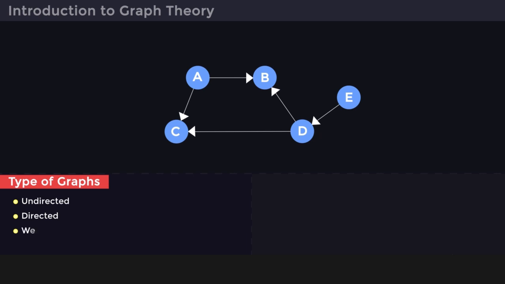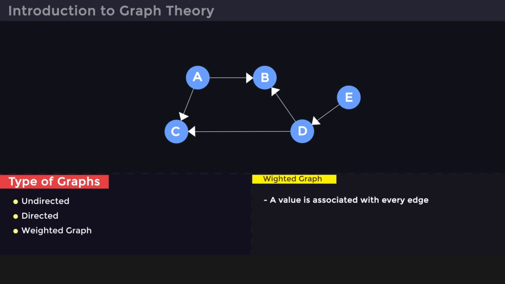The next type is weighted graph, and in this type, every single edge is associated with a value in the graph.